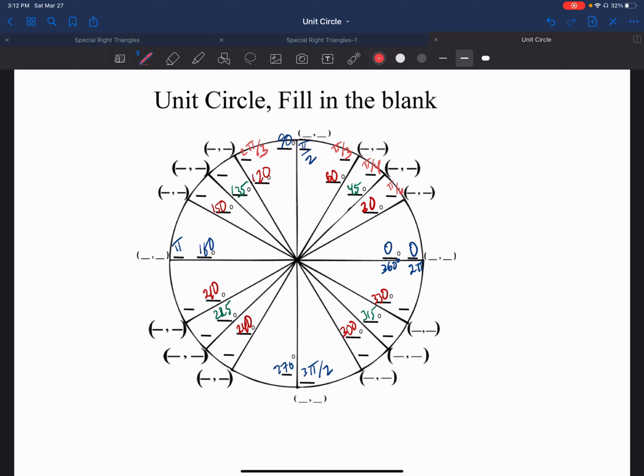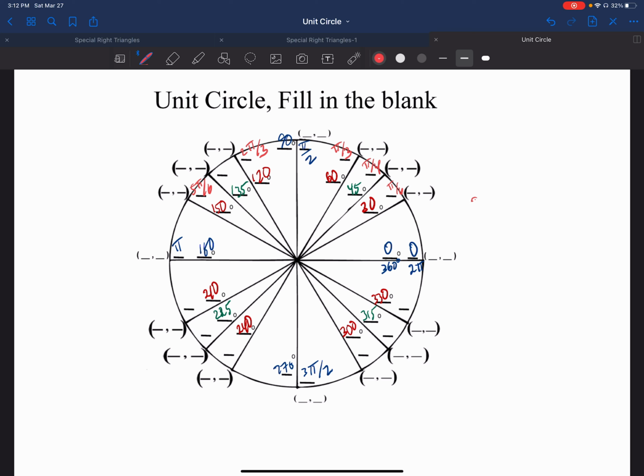So 1, 2, 3, 4. The next one will be 5 pi over 6. And I can't simplify that one, so I'm just going to write it down. The next one will be 6 pi over 6, which simplifies to just pi.